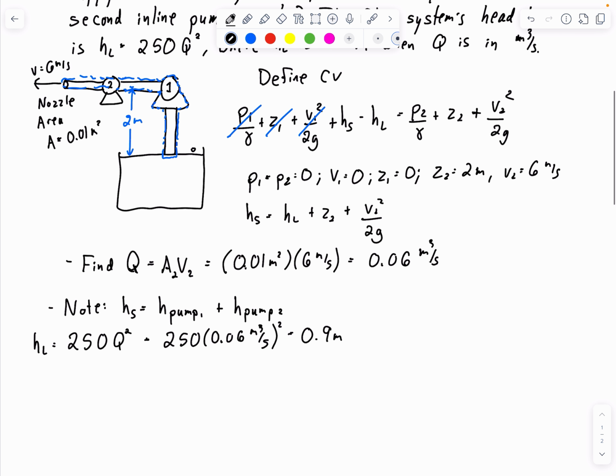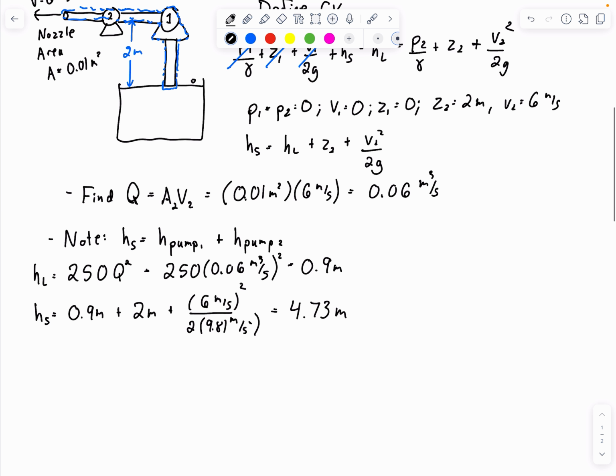And so plugging those values in now to our expression for H sub S, H sub S is equal to 0.9 meters, which is our head loss at this particular flow rate, plus Z2, which was 2 meters, plus V2 squared over 2g, so this is 6 meters per second squared over 2 times gravity. And so this gives us a shaft work head of 4.73 meters.